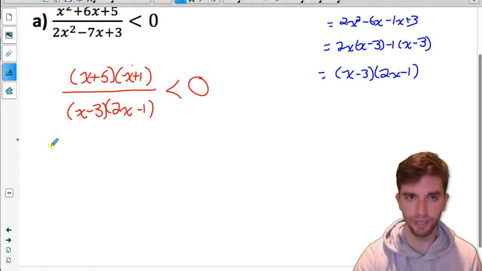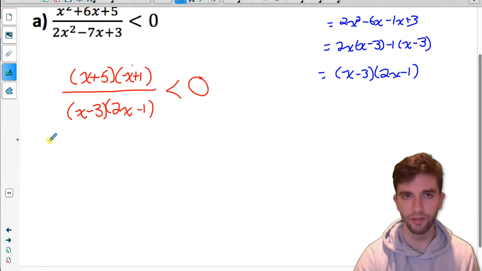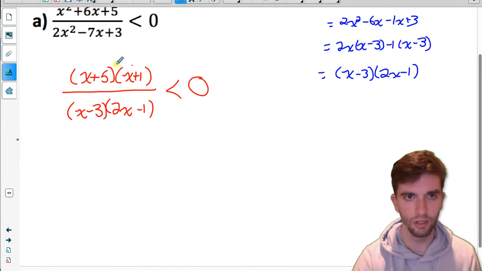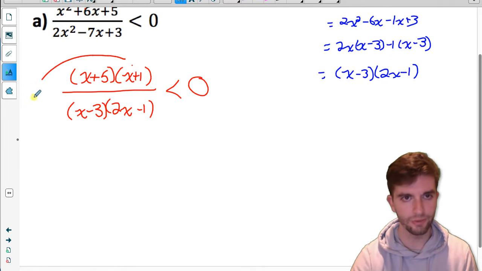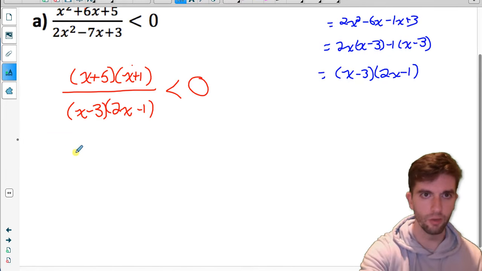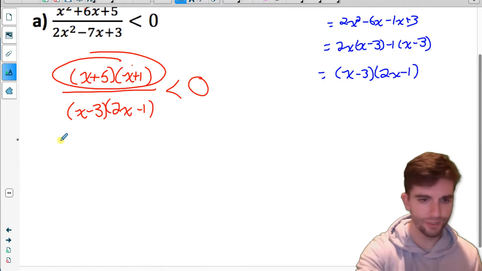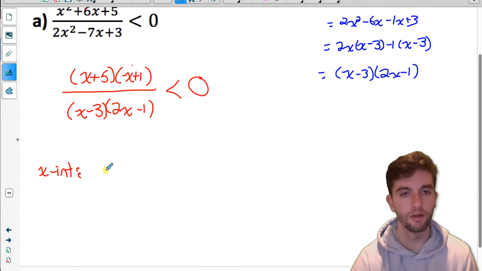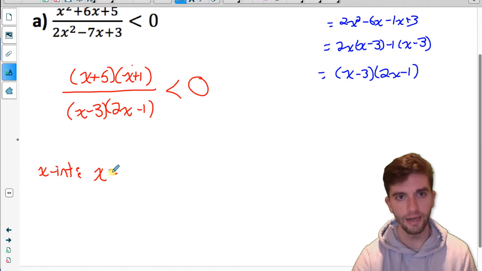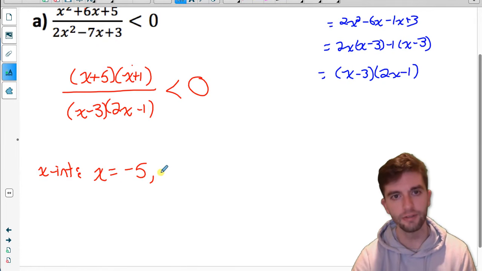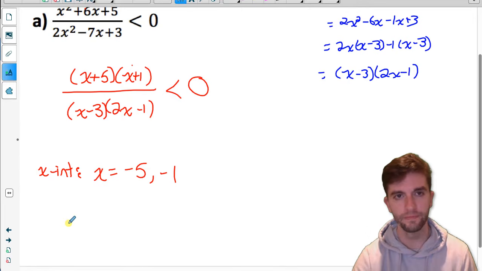So an x-intercept is an x value that would make the y value be 0. So what value of x would make this whole thing become 0? Well, what makes a fraction be 0 is if the numerator is 0. So how could the numerator of this be 0? So the x-intercepts are at x values of -5 and -1.